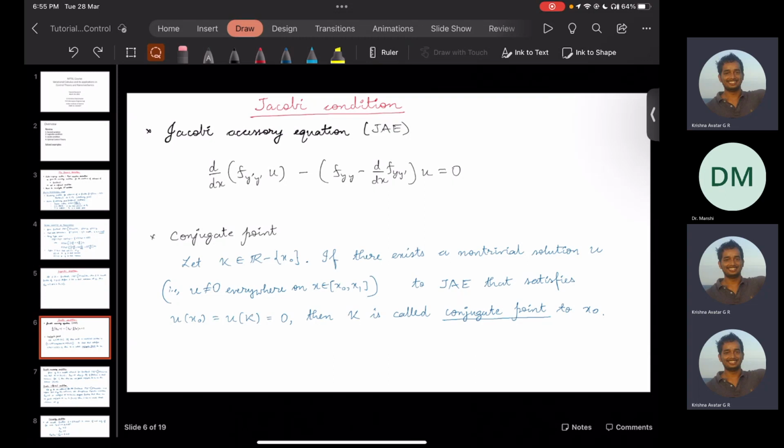Now let me talk about the conjugate point, which has a major role in deciding the nature of the extremum. So let's have a point kappa. It's an arbitrary point, a variable point which needs to be determined. So let kappa be an element of the real numbers minus x naught, so we exclude x naught from the set of real numbers. Now, if there exists a non-trivial solution u, meaning u must not be equal to zero everywhere on the interval x naught x one, to the Jacobi accessory equation that satisfies u of x naught equal to u of kappa equal to zero, then kappa is called a conjugate point to x naught.